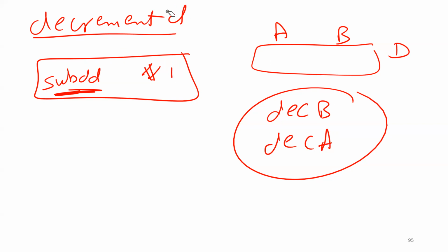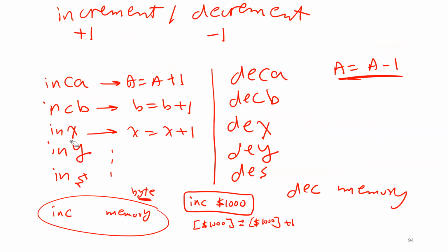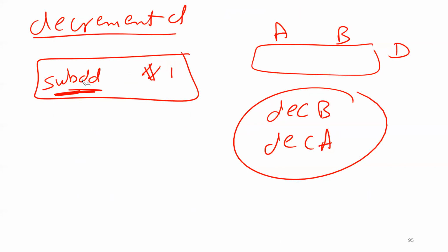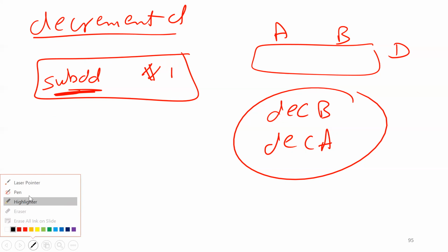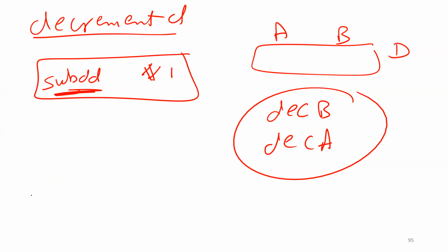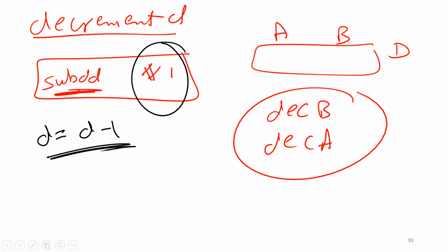So how can I decrement D? Again, I don't have one instruction to decrement D. I cannot decrement A and decrement B. I cannot also decrement B only. So the easy way you can do this is to subtract 1, right? You remember this instruction, subtract D and 1. This is an immediate value. Don't be confused. There is no memory here. So it's going to be register D should equal register D take away 1. Okay.